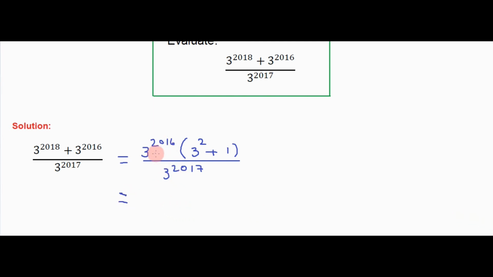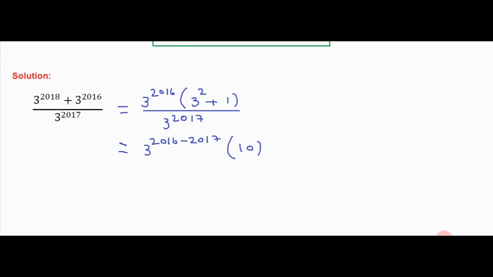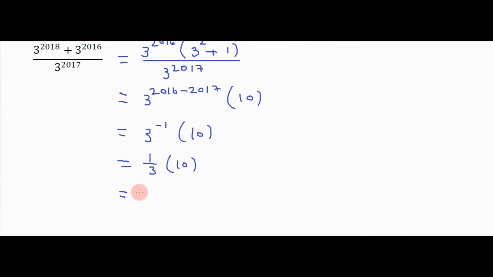Now, here we are dividing, and the bases are the same, so we can subtract the powers. So it's 3 to the power of 2016 less 2017. Then in the brackets we have 3 squared, which is 9, plus 1, which is 10. So this is going to be 3 to the power of negative 1 when we subtract these two numbers, and this is times 10. And then 3 to the negative 1, of course, is a third. So it's a third times 10. And we know that this is equal to 10 over 3.